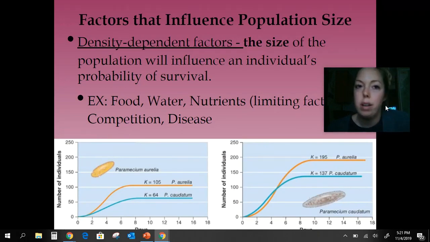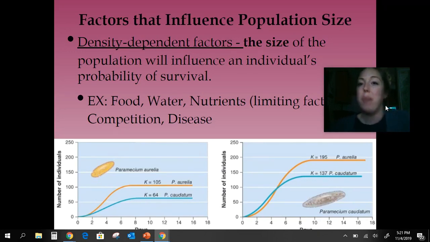So to have a better idea about density dependence, let's consider a situation in which there is a moderate amount of food available for animals to eat. At low population densities, only a few individuals share this limiting resource, and each individual has access to sufficient quantities. They have enough food, right? As a result, each individual in the population survives and reproduces well, and the population happens to grow rapidly.